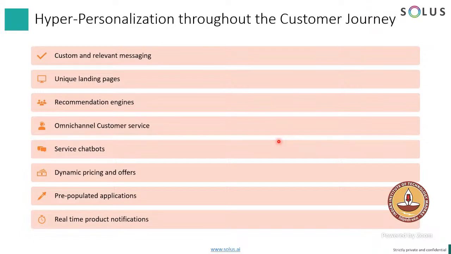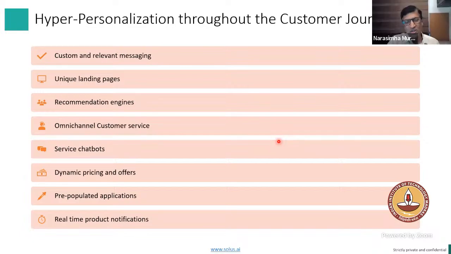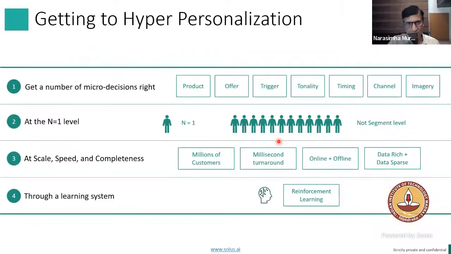Okay. Now let's talk about what it takes to get all these things done. If you think about getting to hyper-personalization, there are really 4 aspects.